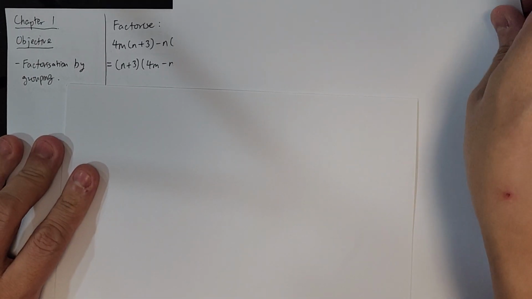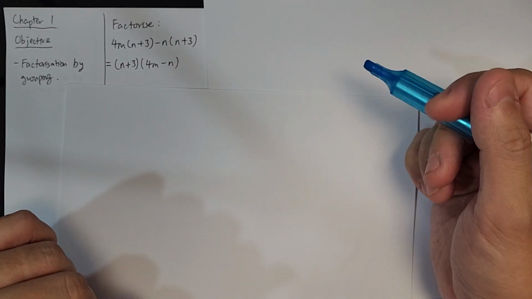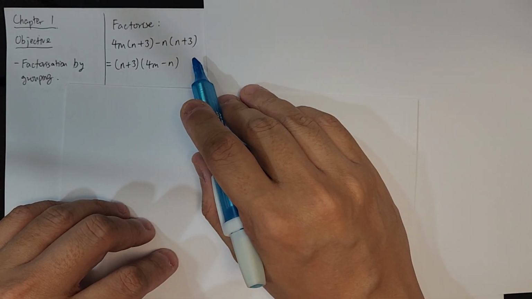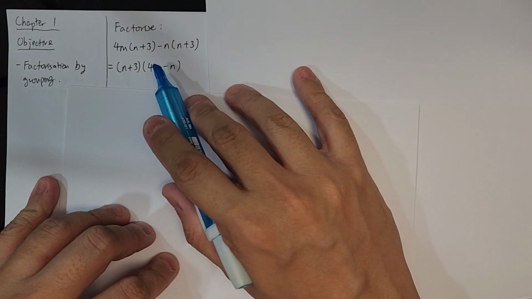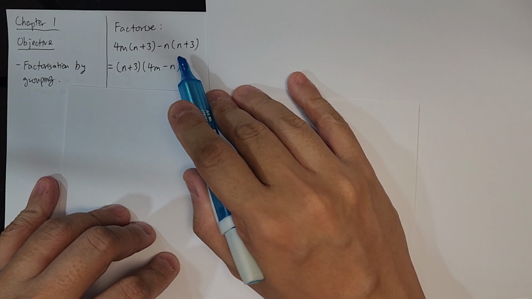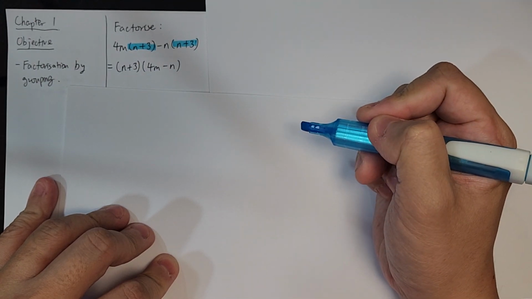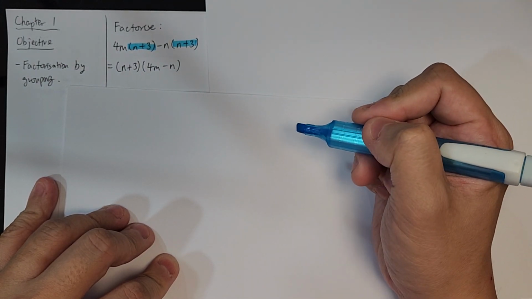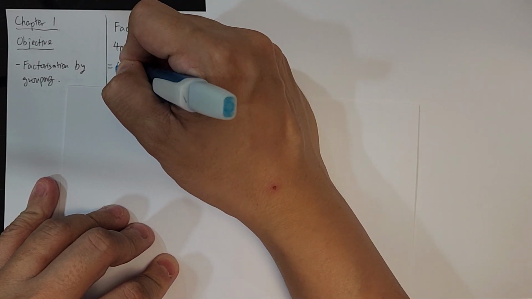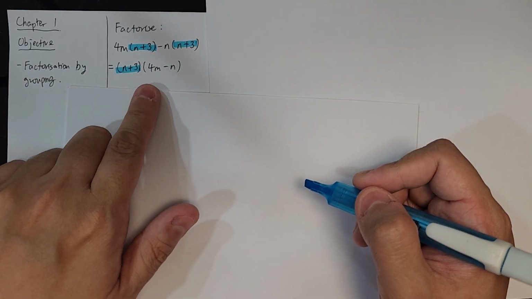Now let us continue where we left off from the previous lesson, where we ended off with factorization by taking out common factor. The last example is similar to this. If you look here, I factorize m bracket n plus 3 minus n open bracket n plus 3. What I realize is that the two brackets are basically the same, so the whole bracket is the common factor. Because of that, I factorize out the whole bracket n plus 3.